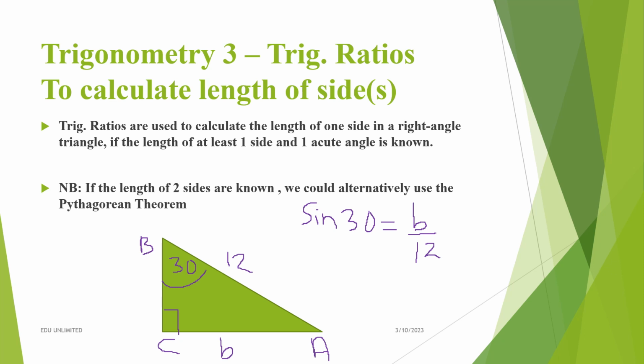Note briefly, if the length of two sides are known, we could then use the Pythagorean theorem to find the length of the third side. So let us pull another color marker. This side is 12 centimeters, and if we calculate this side to be 8 centimeters, we can now use the Pythagorean theorem to find the length of this side, which would have been side A.